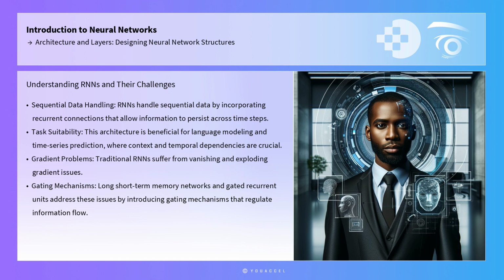RNNs, on the other hand, are designed to handle sequential data by incorporating recurrent connections that allow information to persist across time steps. This architecture is particularly beneficial for tasks like language modeling and time series prediction, where context and temporal dependencies are crucial. However, traditional RNNs suffer from vanishing and exploding gradient problems. Long short-term memory networks and gated recurrent units address these issues by introducing gating mechanisms that regulate information flow, enabling them to capture long-range dependencies more effectively.